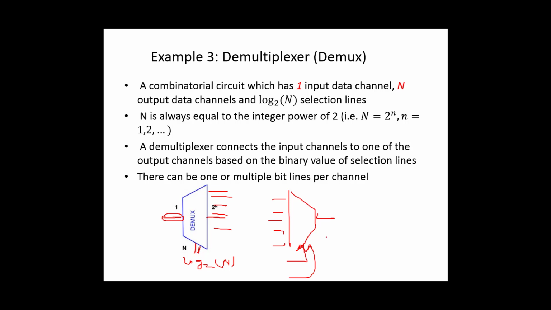So when we have 4 cross 1 multiplexer, we can have 1 cross 4 demultiplexer. Similarly, for 8 cross 1 multiplexer, we can have 1 cross 8 demultiplexer, which connects one input to one of the 8 output channels depending upon the value of select line. And number of output channels for demultiplexer is always equal to the integer power of 2, similar to the case when we discussed multiplexer. And again, there can be one or multiple bit lines per channel.